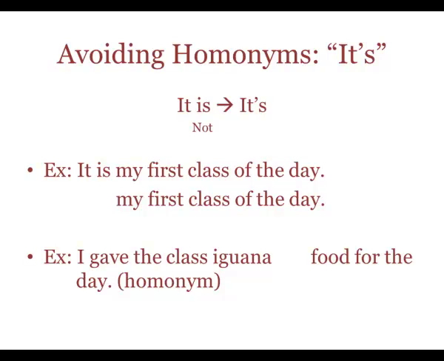Now let's look at one more tricky homonym, it's. It is becomes it's. But keep in mind, it's looks and sounds a lot like the possessive pronoun its. It is my first class of the day becomes it's my first class of the day. The possessive pronoun can be seen in I gave the class iguana its food for the day, which is the homonym. So let's remember, the possessive pronoun is not the contraction. The contraction it's contains an apostrophe where the possessive pronoun does not.